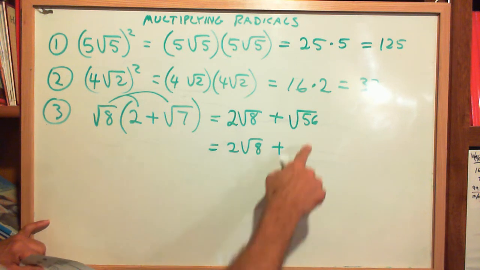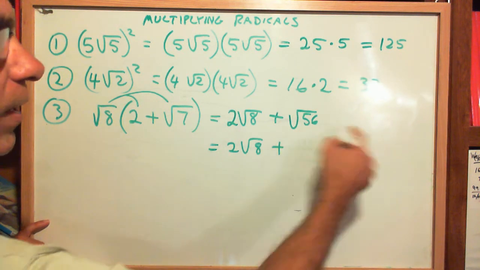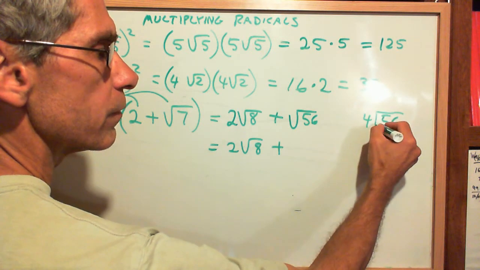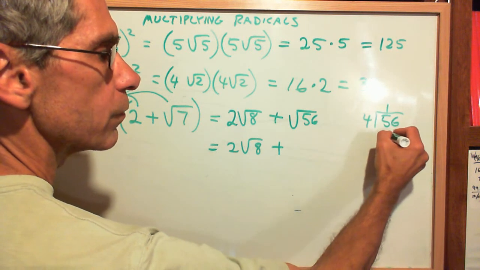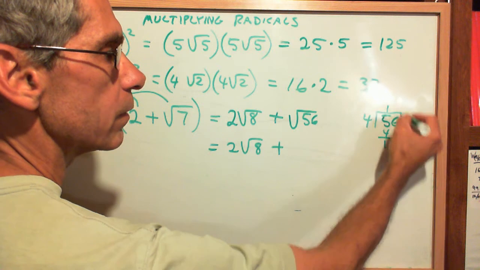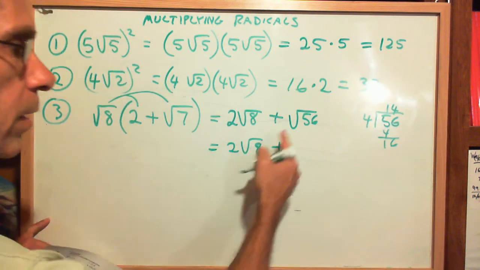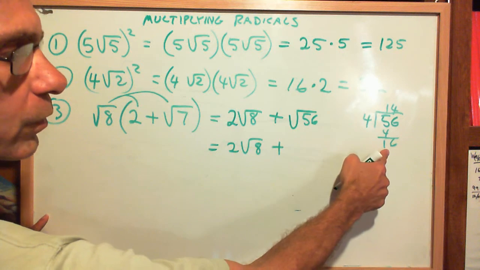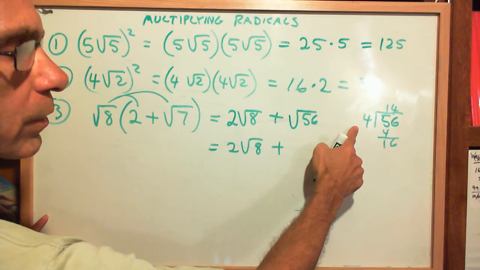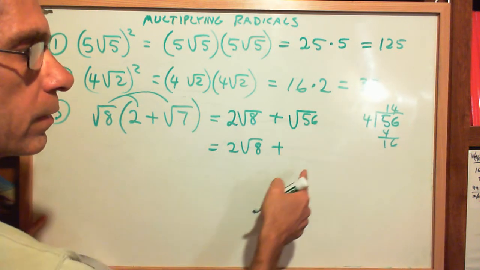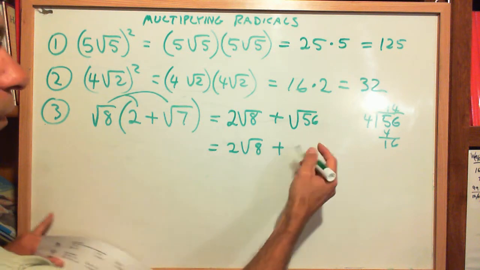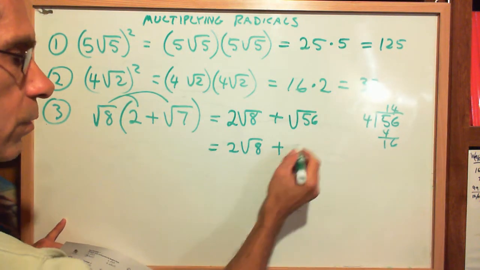Okay, well, let's see. What does 4 go into? 4 goes into 56, 14 times. 4 times 14, yeah, 4 times 14. Okay, so now we're going to redo this.